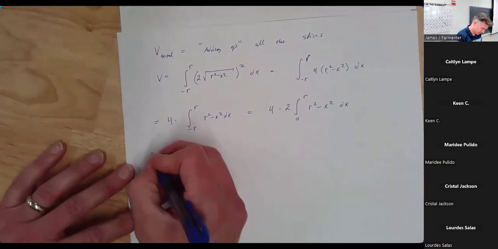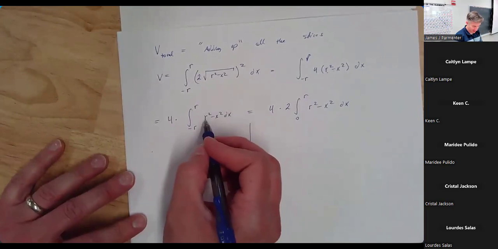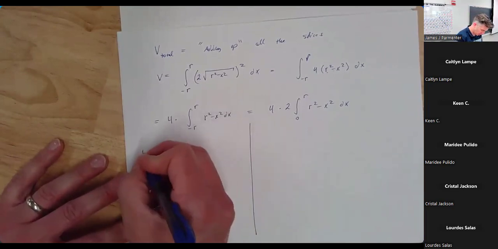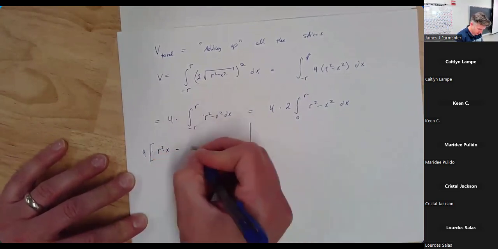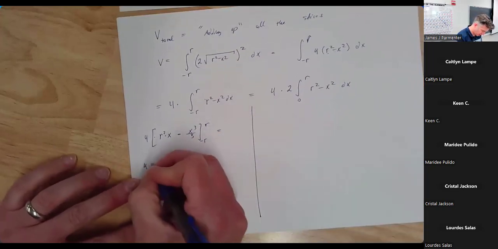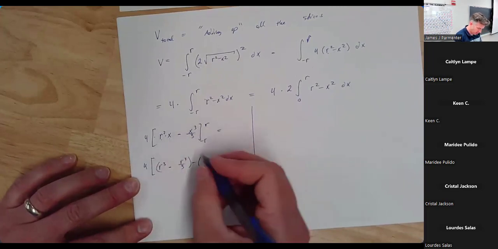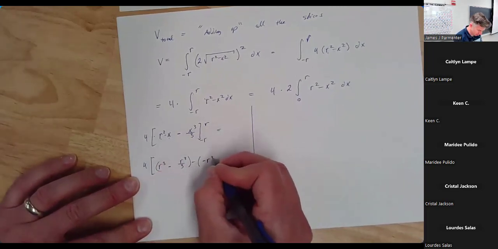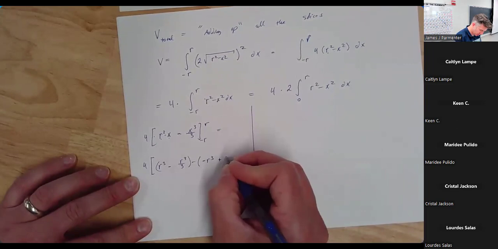So let's integrate, and we'll do this both ways. If we integrate this, you have to remember that r is just a constant and x is our variable. So the antiderivative of r squared is r squared times x, and the antiderivative of x squared is x cubed over 3, from negative r to r. We plug in and get 4 times r squared times r, which is r cubed, minus r cubed over 3. Minus, we plug in the negative r, we get r squared times negative r, which is negative r cubed, and then minus a negative r cubed over 3 is a plus r cubed over 3.